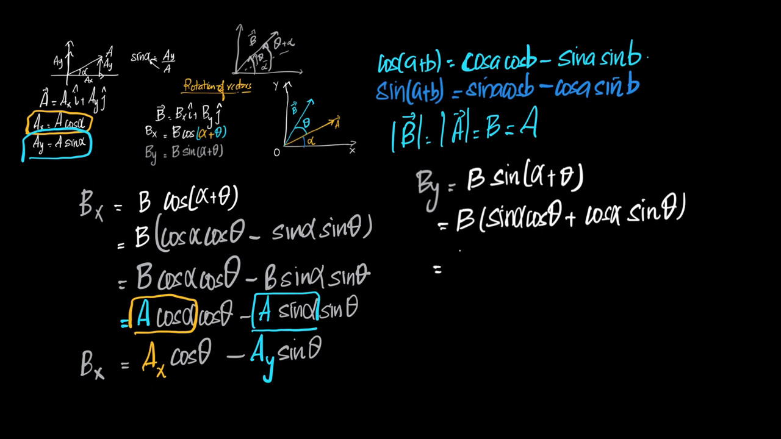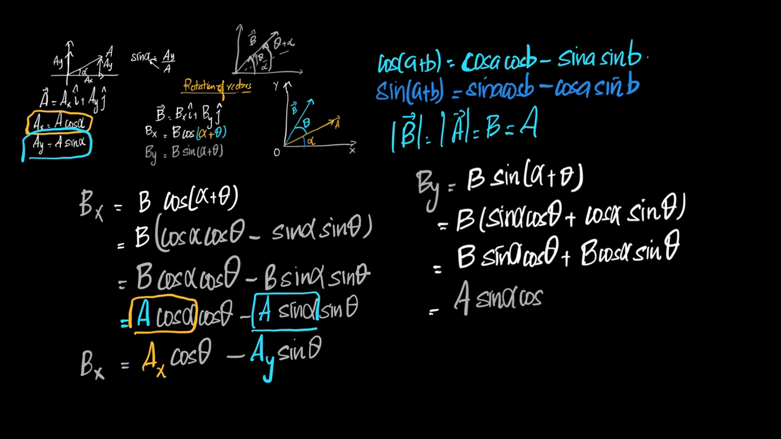So if you multiply this further, what do you get? b sin alpha cos theta plus b cos alpha sin theta. This is further equal to, now we'll do the same replacement. Instead of b, we can write a. So this becomes a sin alpha cos theta plus a cos alpha sin theta.